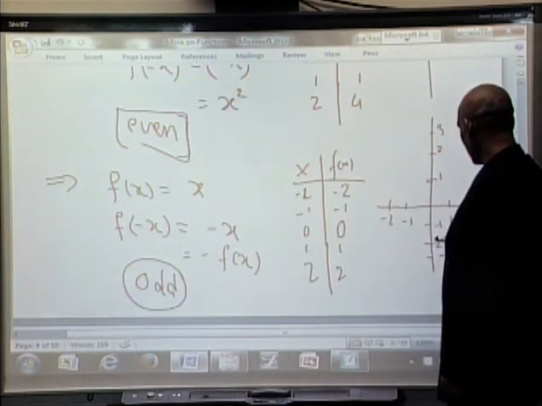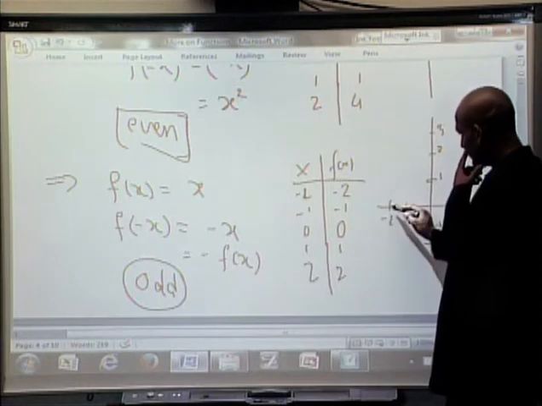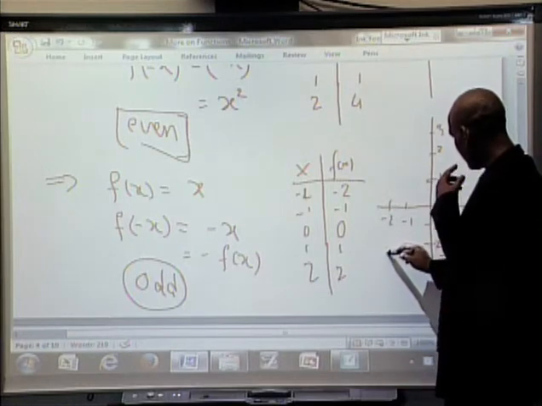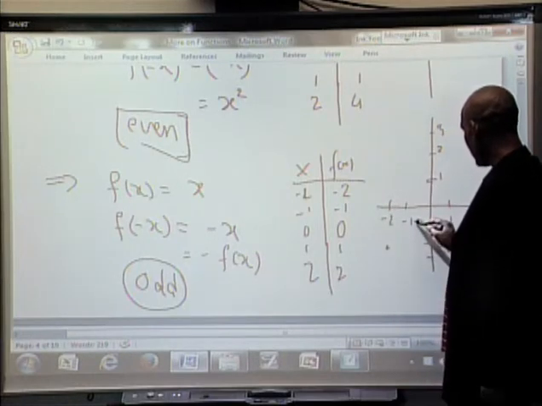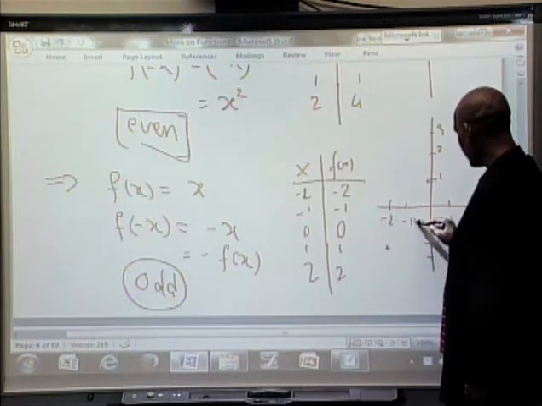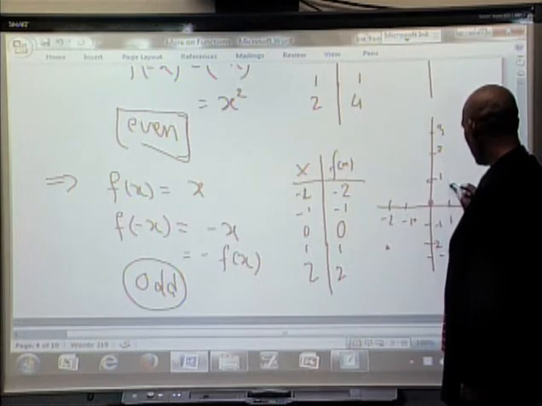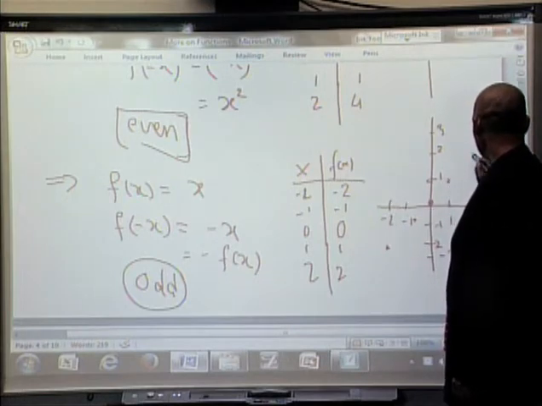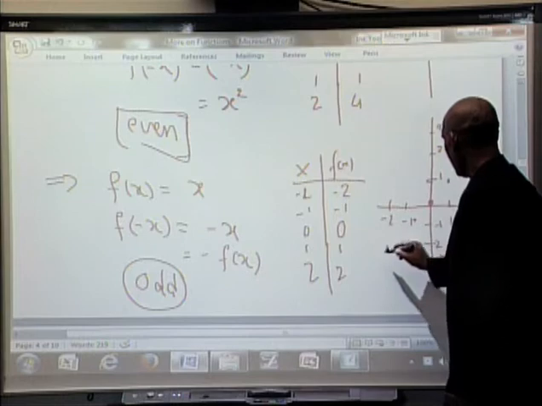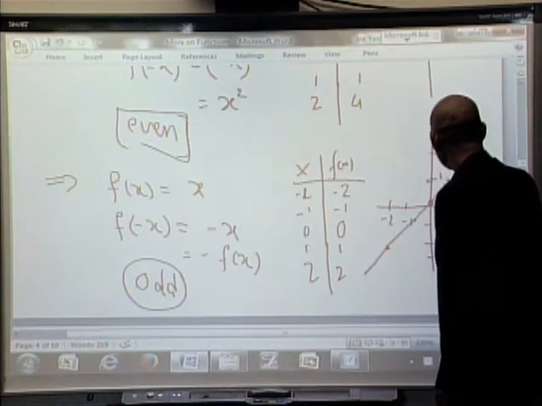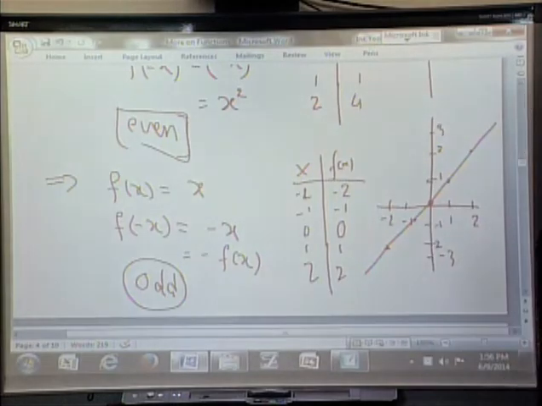When x is minus 2, y is minus 2, so we will get a point here. X is minus 1, y is minus 1, we will get another point here. X is 0, y is 0, we will get a point here. X is 1, y is 1, we will get another point here. X is 2, y is 2, we will get another point here. If we connect these, this is a straight line, by the way.